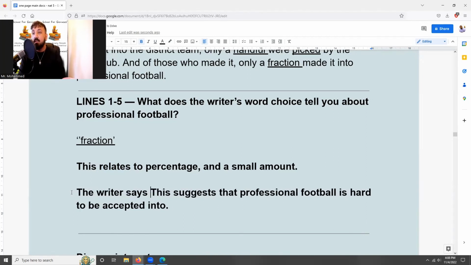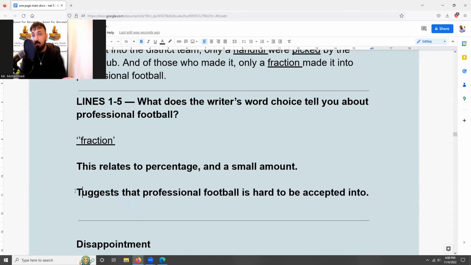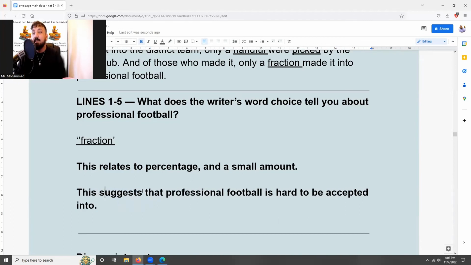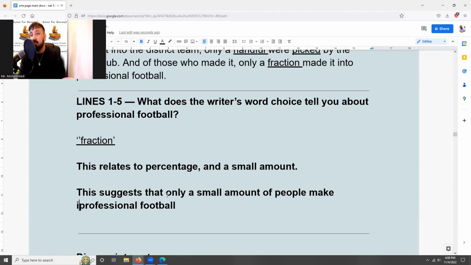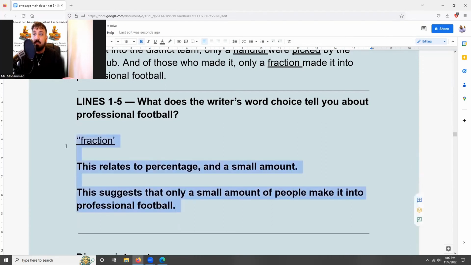says, okay. Actually, oh wait, my bad. Okay, don't copy that, yeah. I should keep it like this. This suggests that professional football is hard to be accepted into. And I could even flip this to make it even simpler, like I told you before: only a small amount of people make it into professional football, yeah? So you see again how I used the exact words from the connotations part to get the answer.